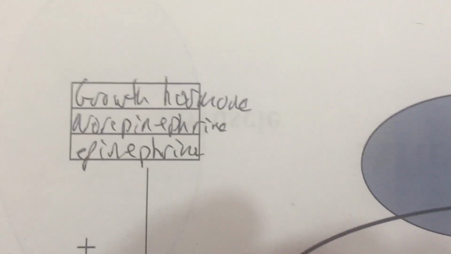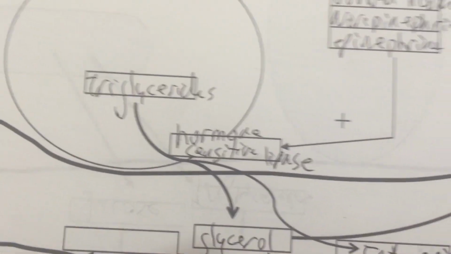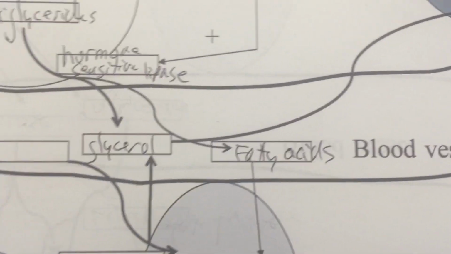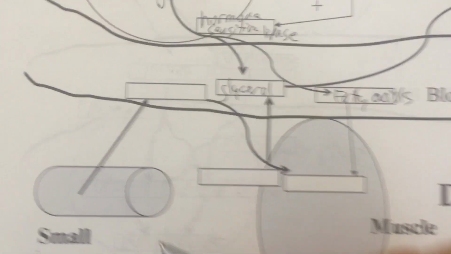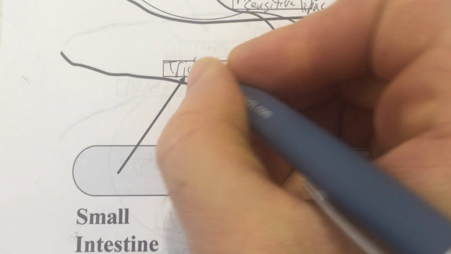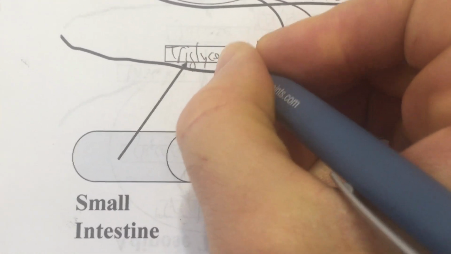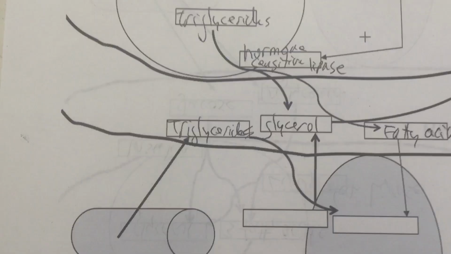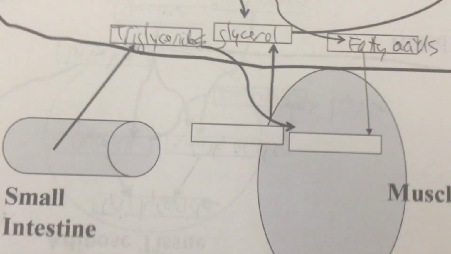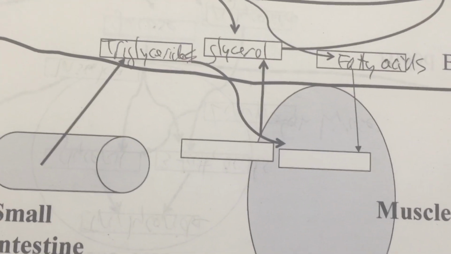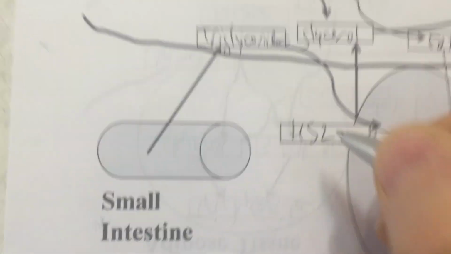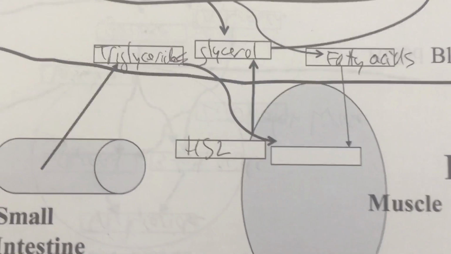So those hormones are released during exercise to stimulate the hormone-sensitive lipase. That breaks down your triglyceride to glycerol and fatty acids. Now, you can see that you can also get absorption of triglycerides from the digestive tract. So you might have some triglycerides floating around in your blood from a previous meal before you exercise. Again, that can be broken down by hormone-sensitive lipase. I'm going to just put HSL for hormone-sensitive lipase at the muscle.